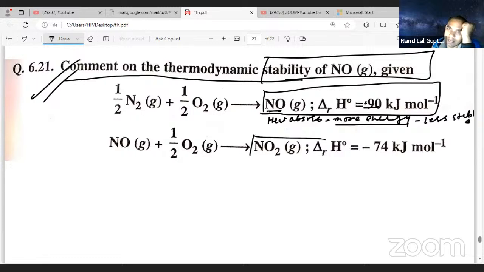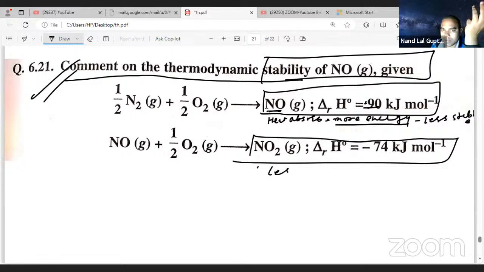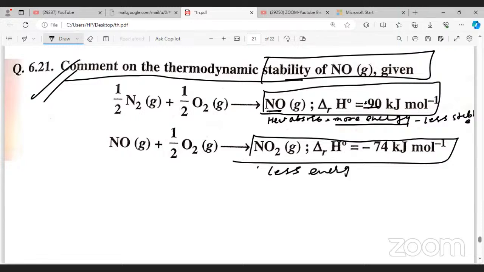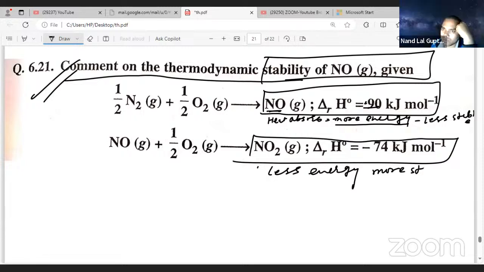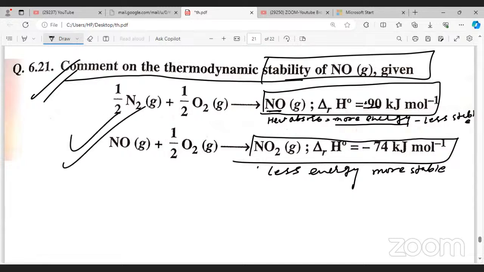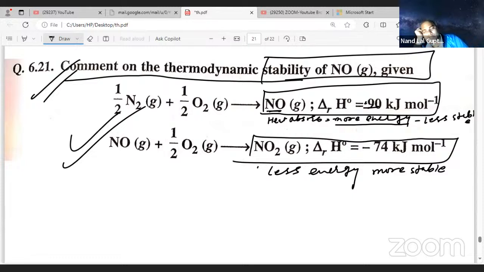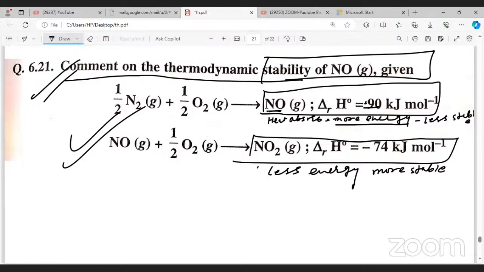Now, here along with the product, energy is lost. Energy loss means less energy. Because energy is lost, less energy, so more stable. So which one is more stable? The down one is going to be more stable, and the upper one will be less stable. Because along with the product, energy is liberated, the system will be unstable. But when energy is lost along with the product, it has less energy. Less energy means stable. Getting?